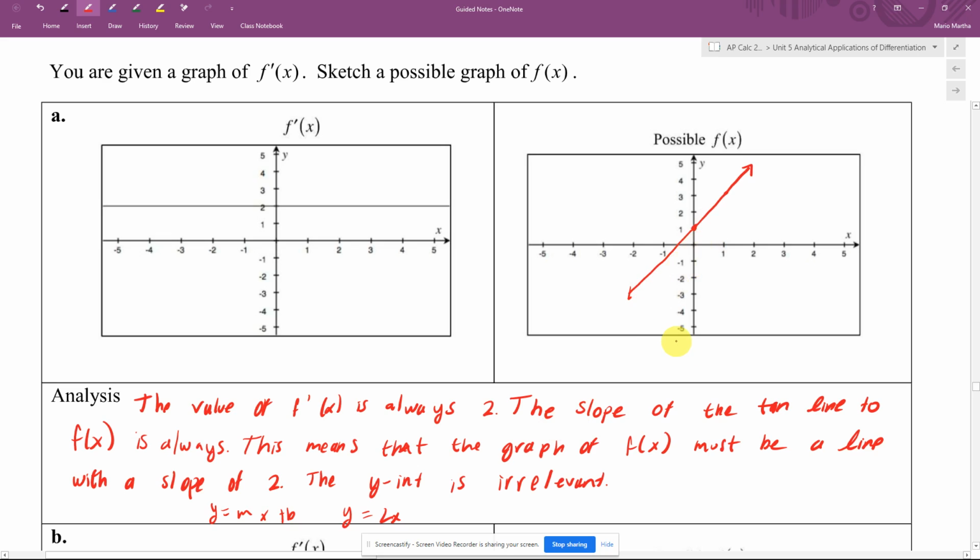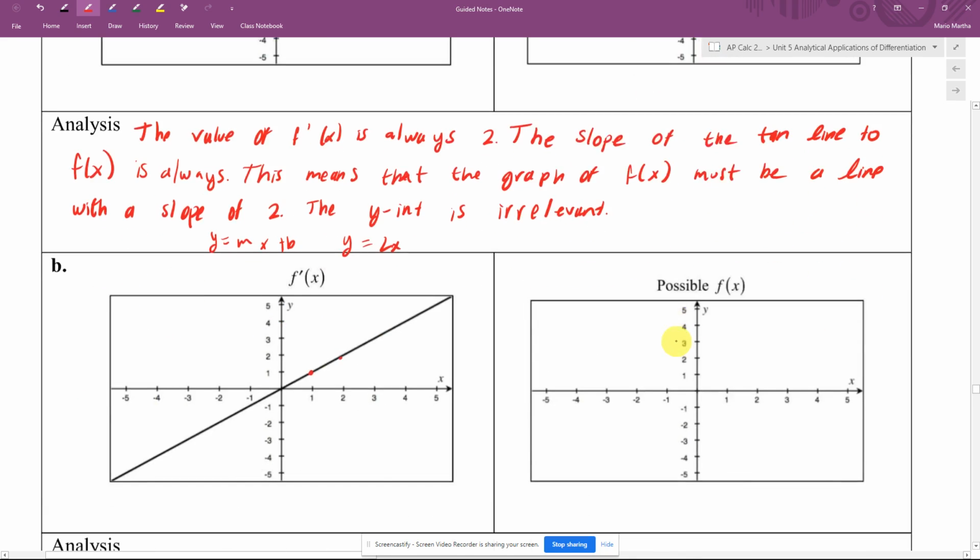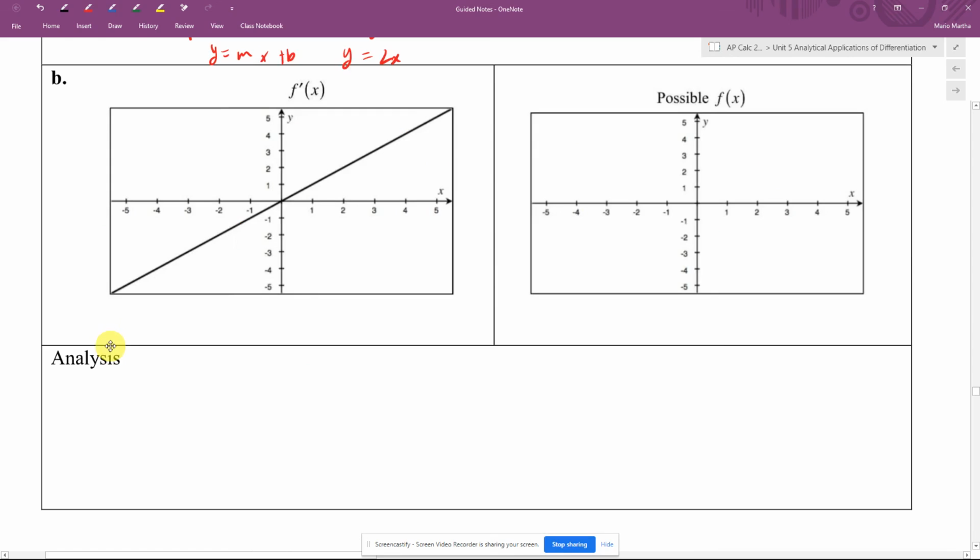Okay, so now looking at part B, we have f prime of x is just a straight line going up. It seems to have a slope of 1: up 1, 1 to the right, up 1, 1 to the right. So let's start off with the f prime of x analysis. One of the things I want you to notice is that if f prime of x is below the x-axis, that means it's negative. That should tell us something about what's happening to f as well.